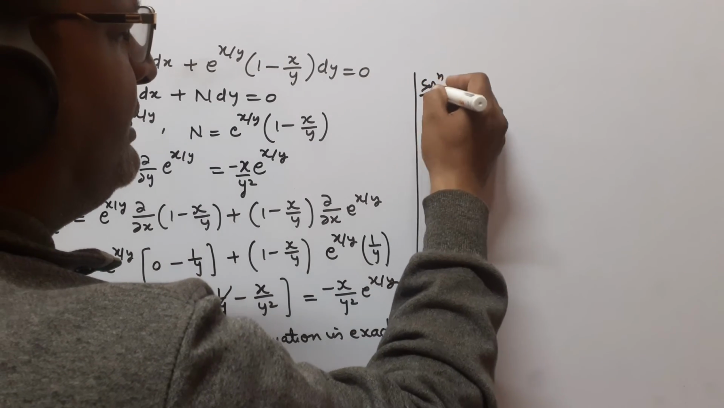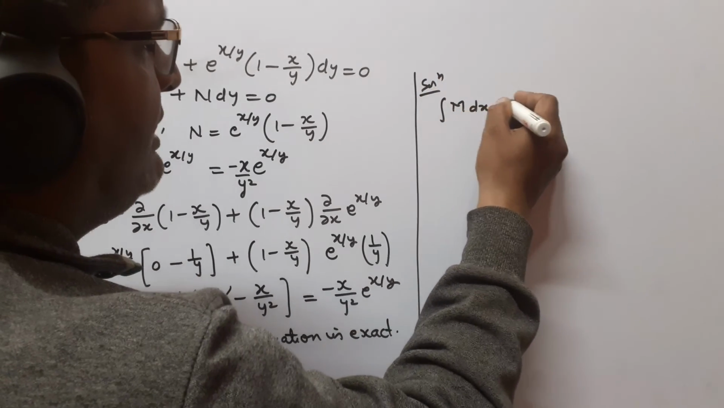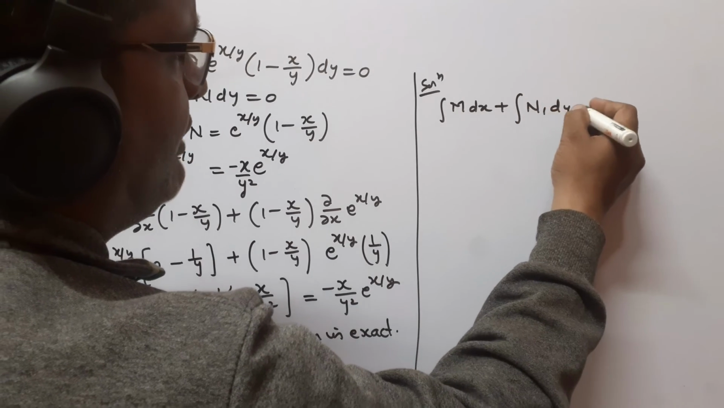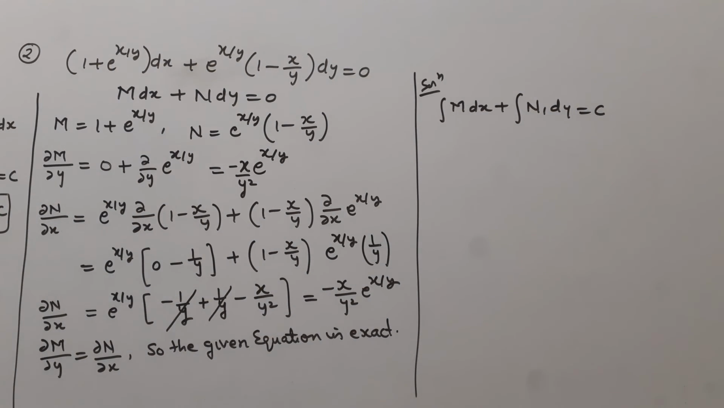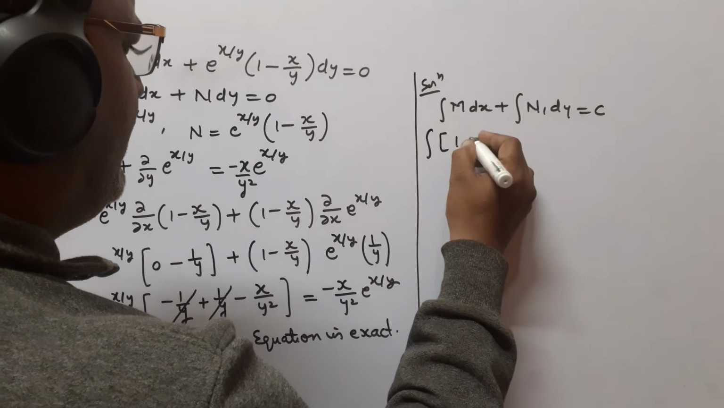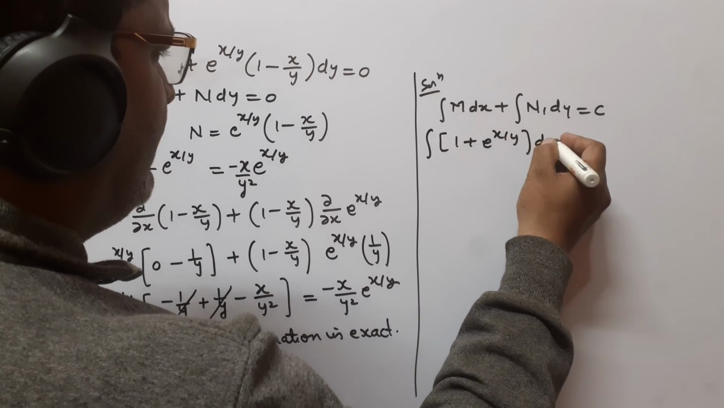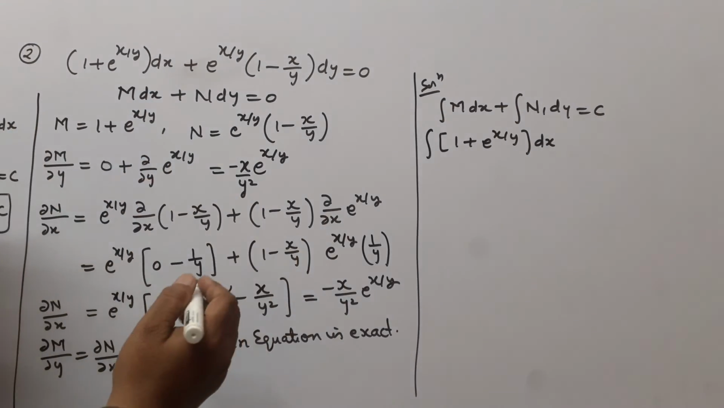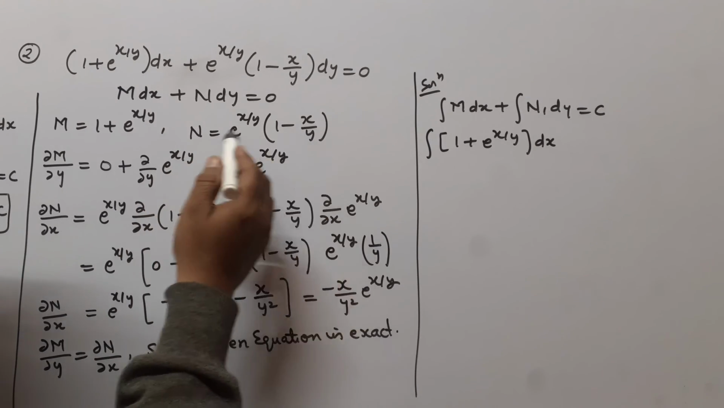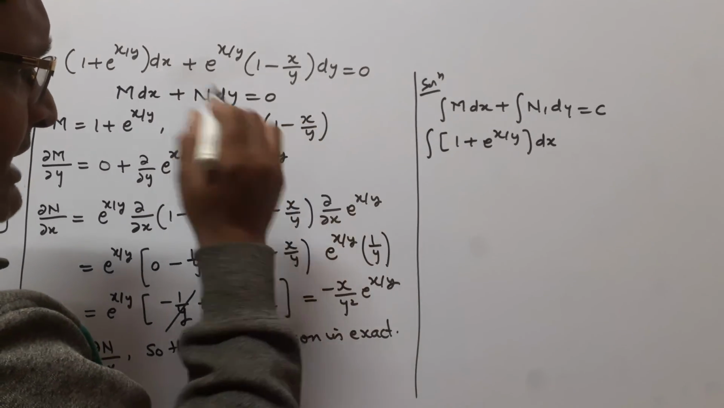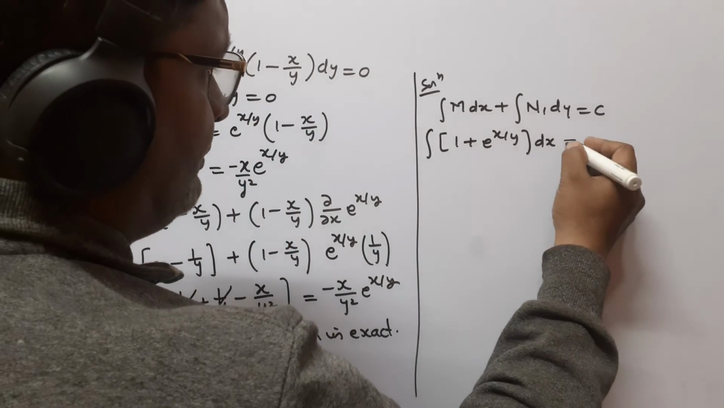The solution can be written as the integration of M dx plus the integration of N1 dy is equal to c. Here N1 is obtained from N, and we take those terms from N in which x is absent. So M is 1 plus e to the power x by y dx, and here N1 becomes 0 because there are two terms and in each term there is x, so N1 becomes 0, equal to c.